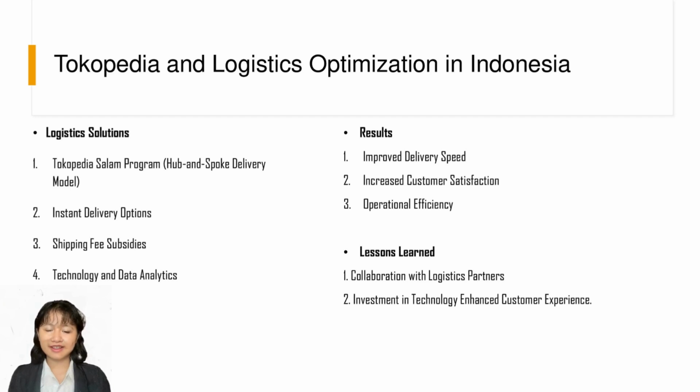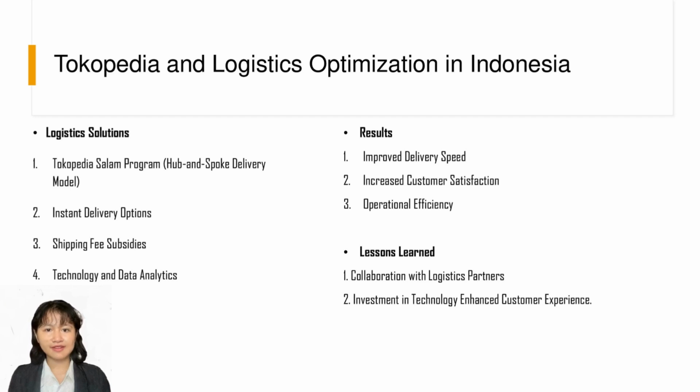Logistics solutions. 1. Tokopedia Salam Program, a hub-and-spoke delivery model. Tokopedia established fulfillment centers in major cities as distribution hubs. Sellers send their goods to these hubs, which are then shipped to buyers using local logistics partners. 2. Instant delivery options. Through partnerships with GoSend and Grab Express, Tokopedia introduced same-day delivery services in major cities.